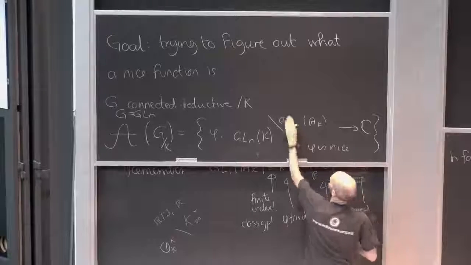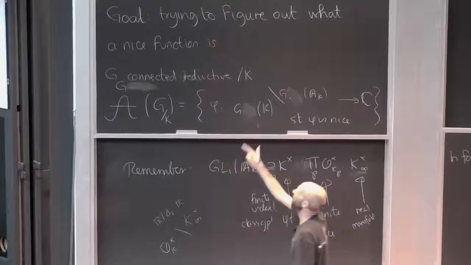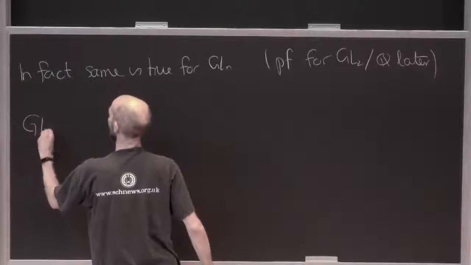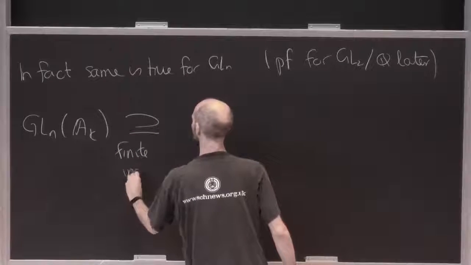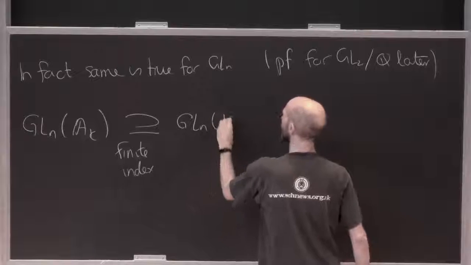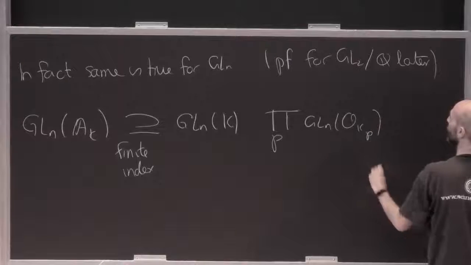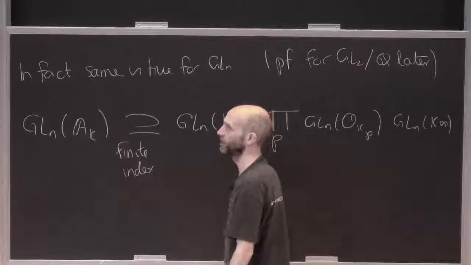Well, I don't know. I could just do this, right? It's up to you. You can work in whatever generality you like. I don't want to scare people off by going on about connected reductive groups. But as far as I'm concerned, they're all GLN anyway. In fact, the same is true for GLN. So what I'm saying is that GLN of the adeles of K contains, with finite index, GLN of K times some product over P of GLN of OKP times GLN of K infinity. We haven't seen a proof of that, but I owe you a proof in the one case that we'll be really specializing in later, which is GL2 over Q.